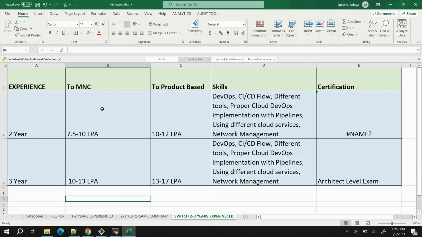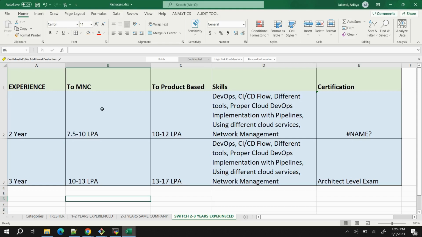In an MNC, if you are switching after 2 years, let's say after 2 years your package was 4.5 or 4.9. See, what matters most for the switch is the previous package, because after switching the company or after giving interviews, they see a lot of things. One of the main things that they see is what was your previous package. Based on that, they will give you the next package.